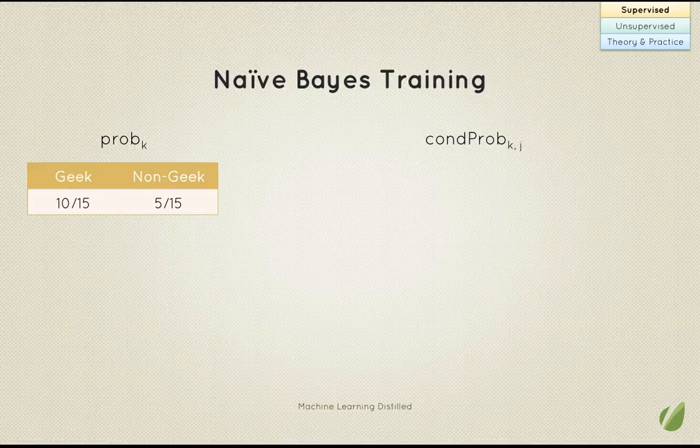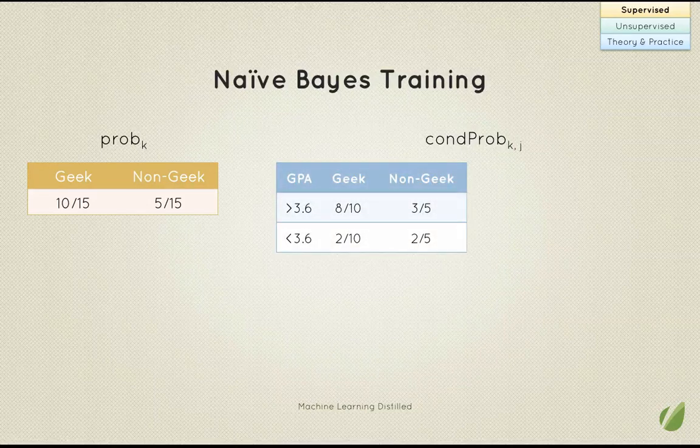Let's consider that we have three features. The first feature is GPA, whether GPA is greater than 3.6 or less than 3.6. What we see is that the geeks, 8 out of the 10 had a GPA greater than 3.6, and 2 out of the 10 had less than 3.6. Likewise, for the non-geeks, 3 out of 5 of them had a GPA greater than 3.6, and the other 2 had a GPA less than 3.6.